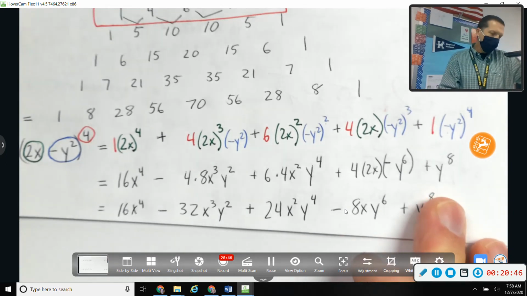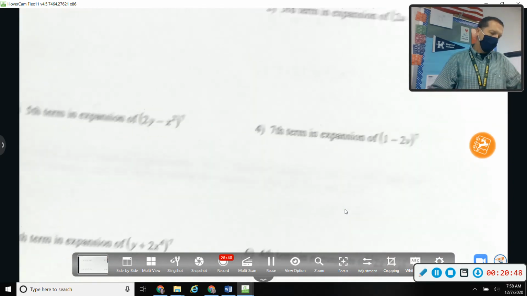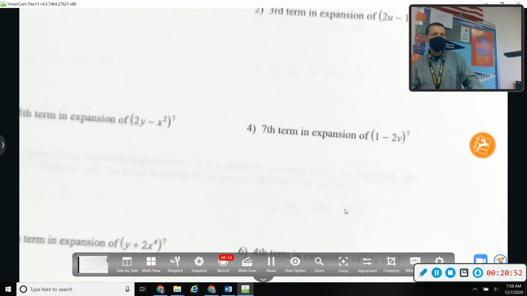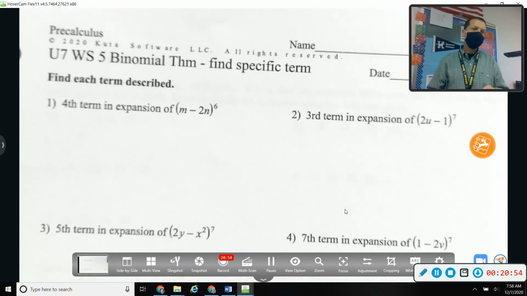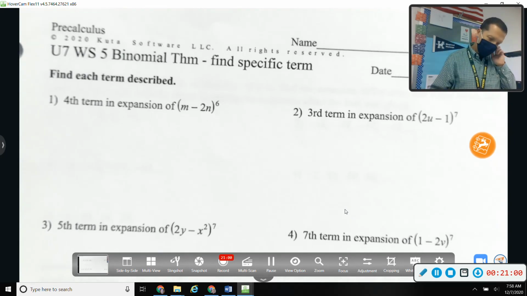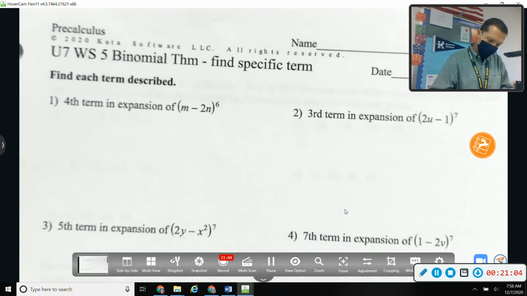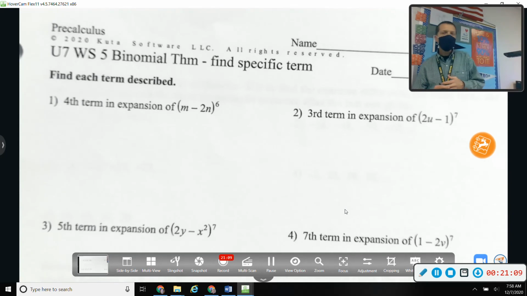All right, let's look at the worksheet and see what it asks for. The first thing you may notice is that it doesn't ask for all of the terms. It asks for a specific term. Before we get started, they're all to the 6, 7, 5, 6. So I need Pascal's triangle to the 7th row.